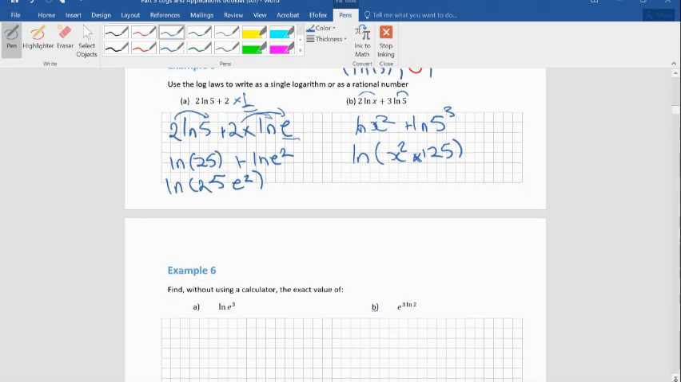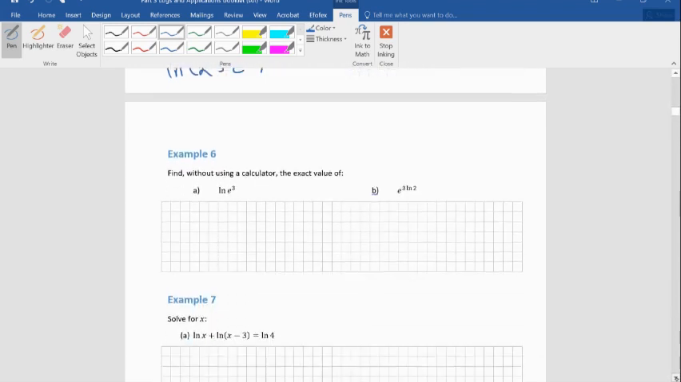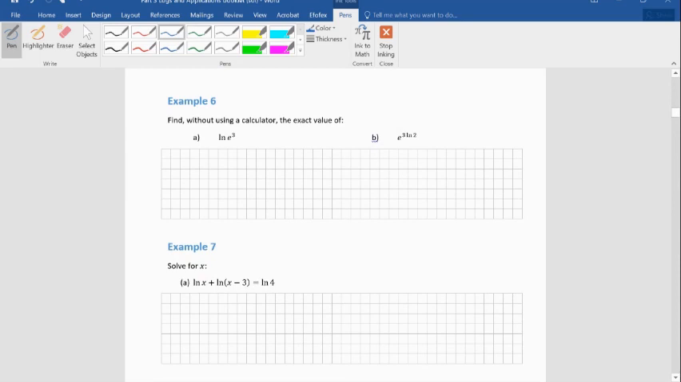Okay. Now let's look at the last couple of examples here. We've got find without using a calculator the exact value of, right? So not really sure how to do that. It depends on how you learnt it last year. Some of you might know the answer is 3 straight away. I guess one way you could do that is you could put the 3 out the front, and hopefully you're getting better at recognizing this. But if I've got ln e, that's actually the same as 1. So I've actually calculated a specific value for it.